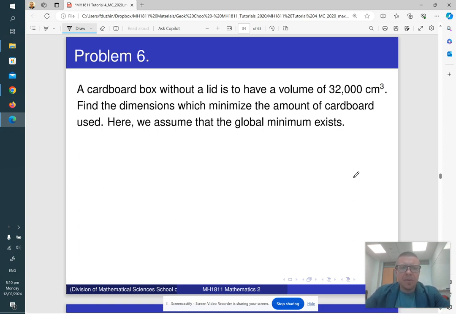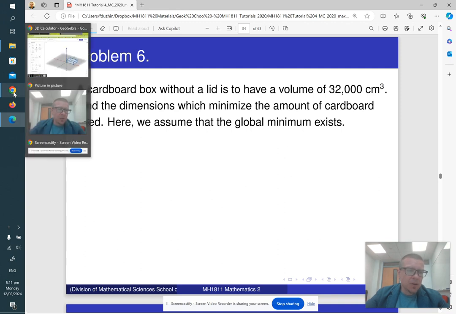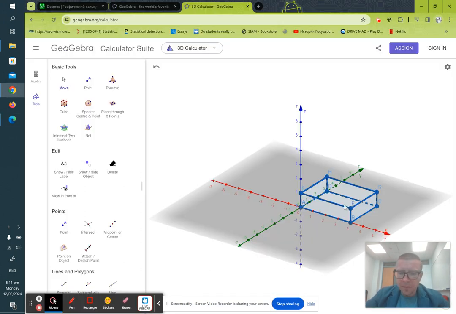So this is problem 6 of tutorial 4. Here we have a cardboard without a lid, and it has a fixed volume. And given that volume, we need to minimize the amount of cardboard used. So in other words, we need to minimize the surface area of the cardboard of the box. Right. So here is what it looks like on the picture.